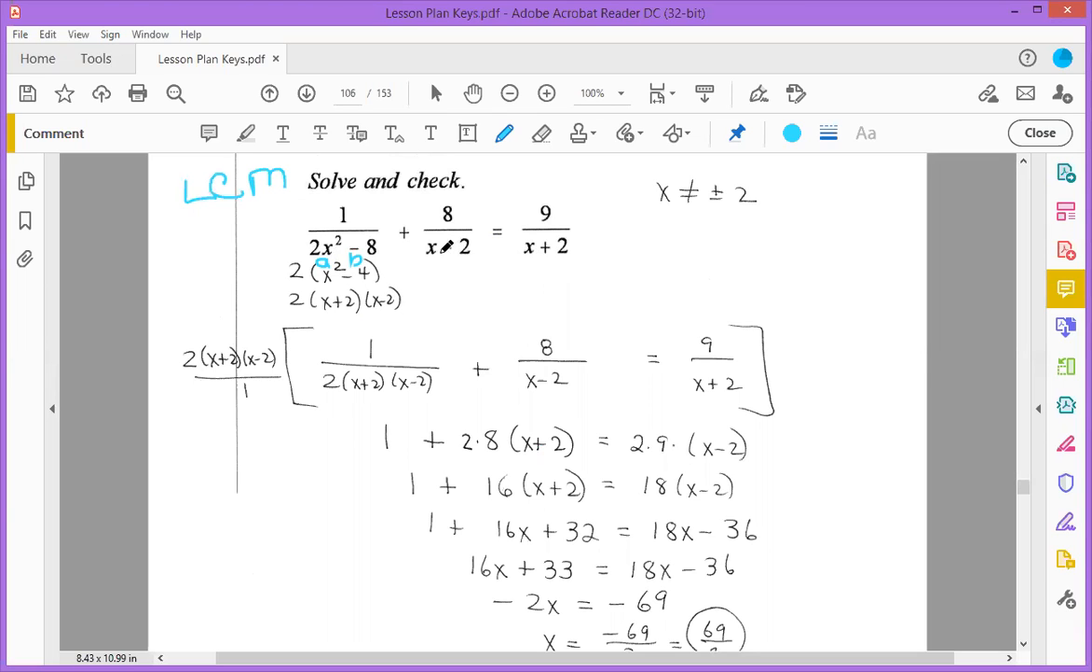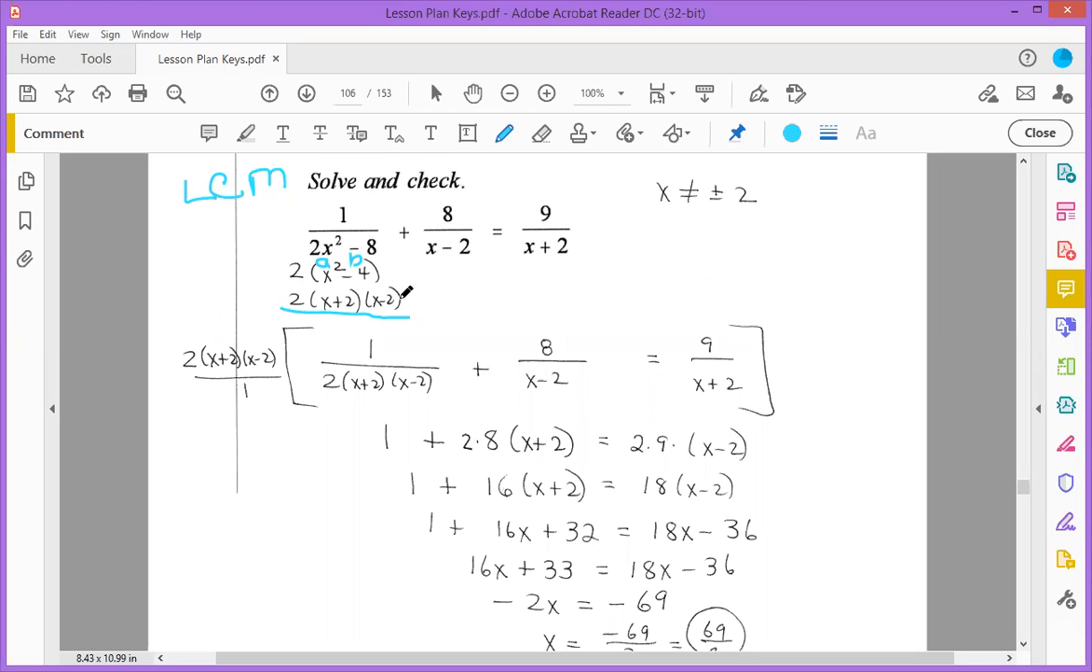In this case, we need to have a combination of every term represented. So we need the 2, the x plus 2, and the x minus 2. We have 2, x plus 2, and x minus 2 in the first term. We only have x minus 2 in the second term. We only have x plus 2 in the third term.